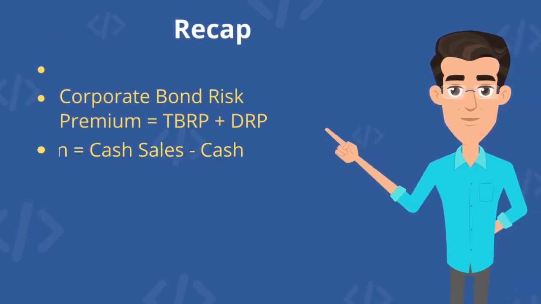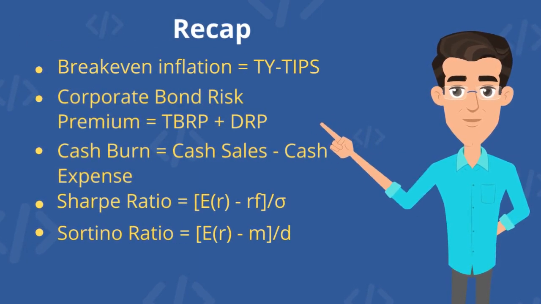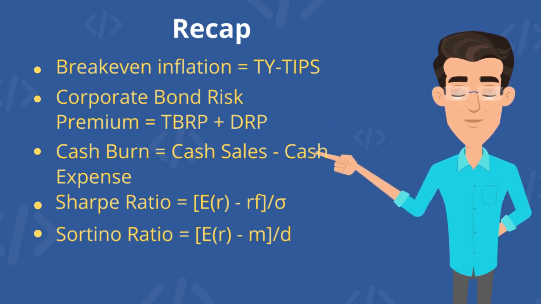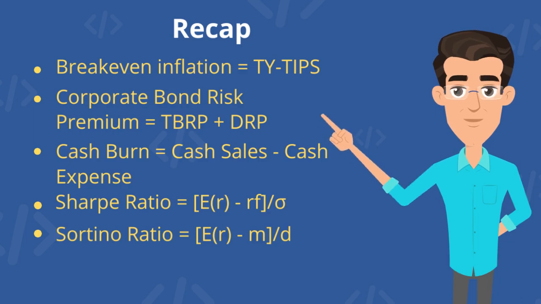So let's recap. The breakeven inflation formula is the yield of treasury bonds minus the yield of treasury inflation-protected securities. The risk premium of corporate bonds is real rate plus inflation premium plus maturity premium plus default risk premium. This could also be stated by saying treasury yield plus default risk premium. Cash burn is equal to cash sales minus cash expenses. And lastly, the Sharpe ratio is expected or actual return minus risk-free rate.